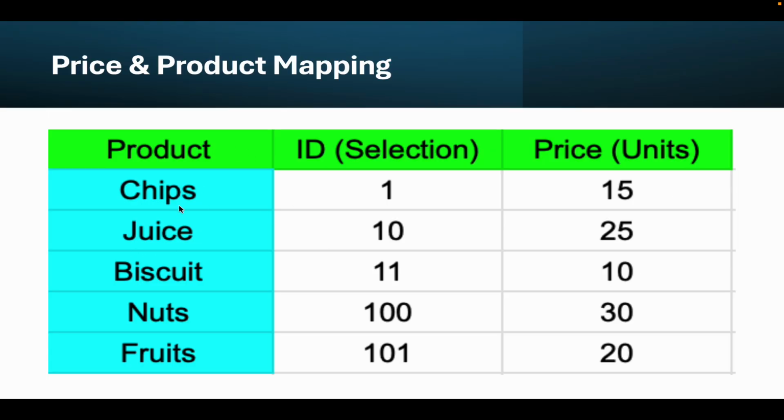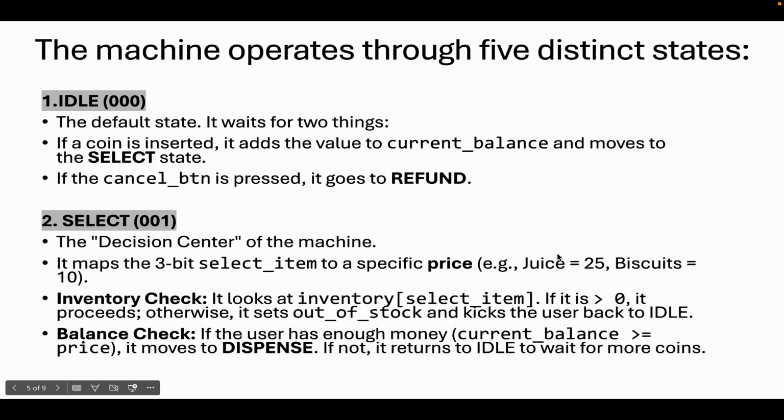So the first thing I'll do is give a 3-bit value to all my products. Maybe chips is 001, juice is 010, biscuit is 011, nuts is 100, and fruits is 101. Now the product prices are 15, 25, 10, 30, 20. You can give a random price, whatever is your interest.